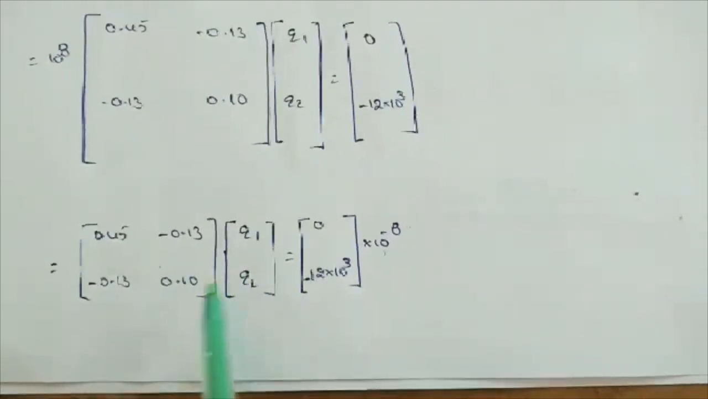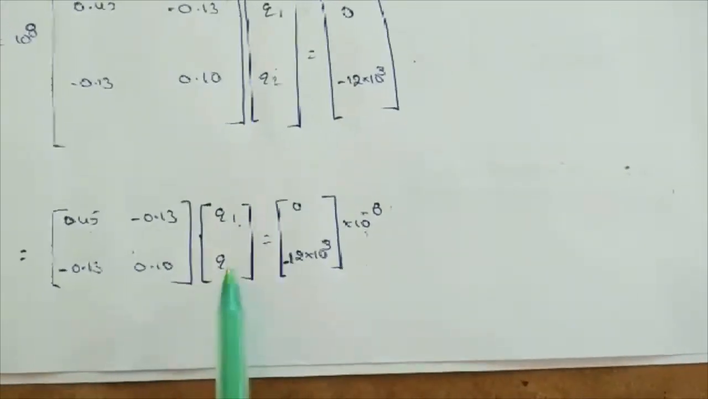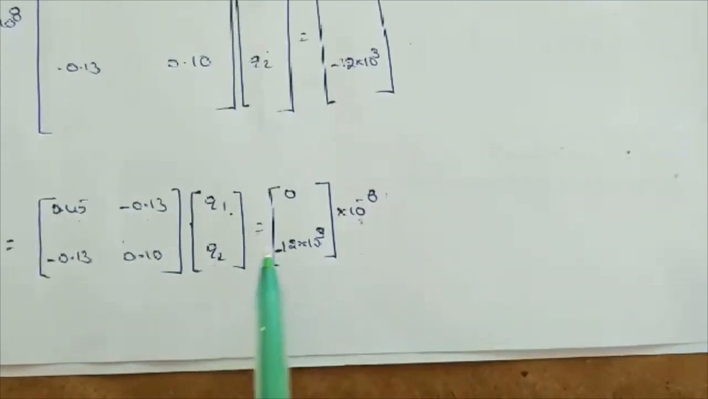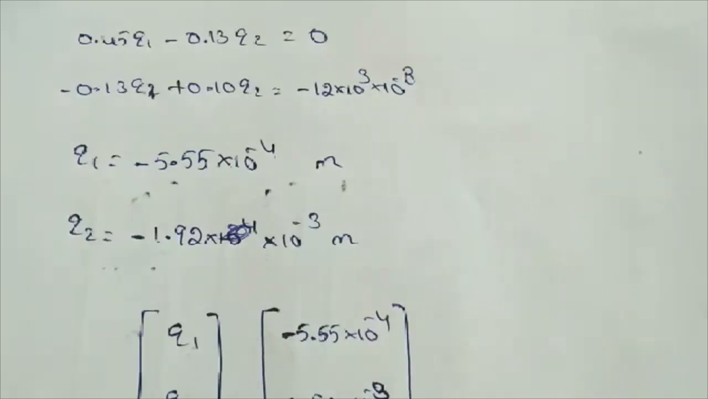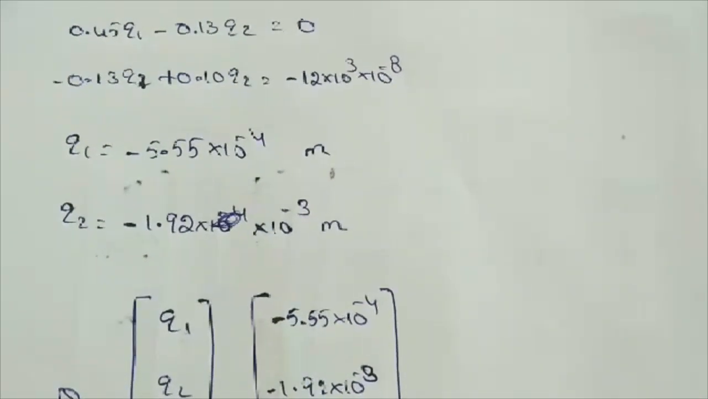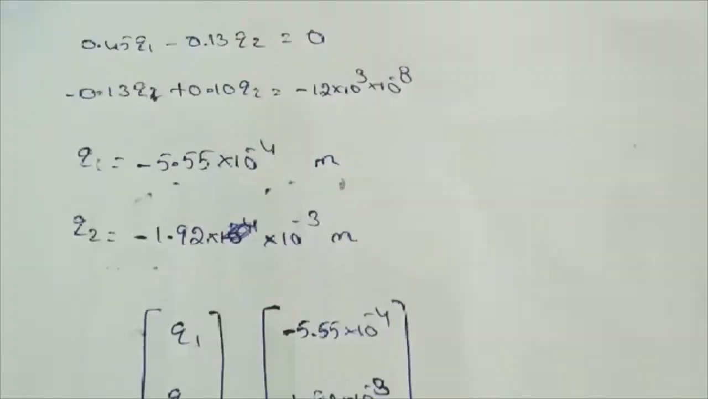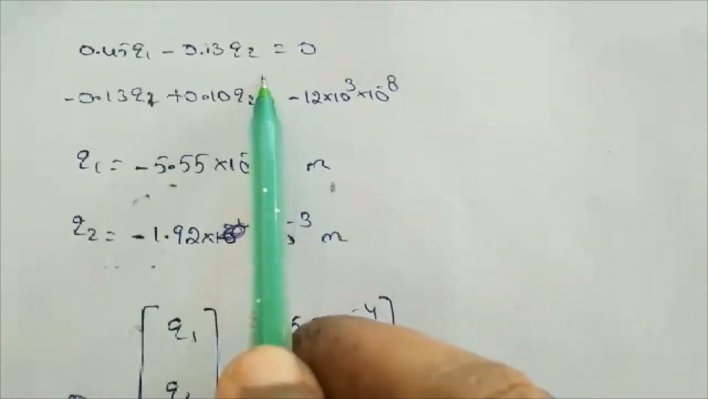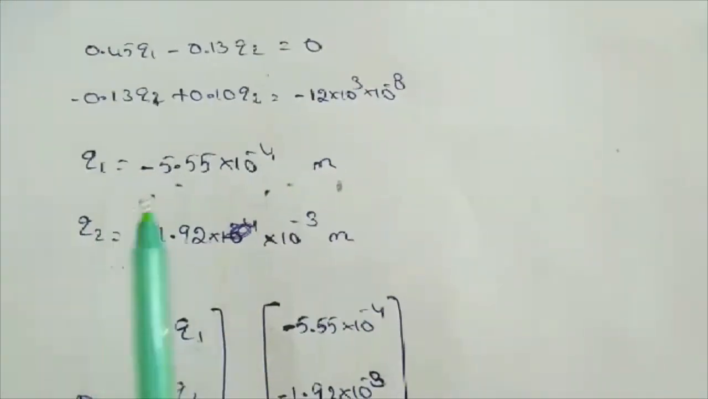You get an equation of 0.45 into Q1 minus 0.13 into Q2 equal to 0. Next, minus 0.13 into Q1 plus 0.10 into Q2 equal to minus 12 into 10 power 3 into 10 power minus 8. These are the two equations you got from the above matrices. Using these, solve with the calculator. You get the values of Q1 and Q2 in meters.